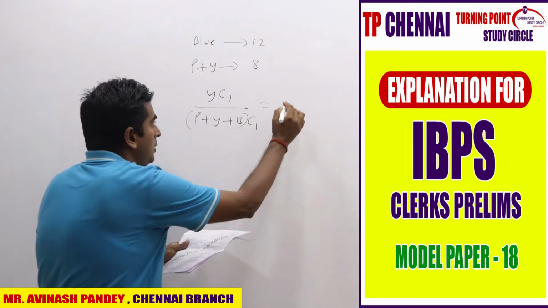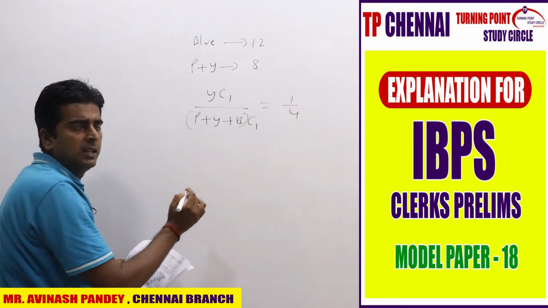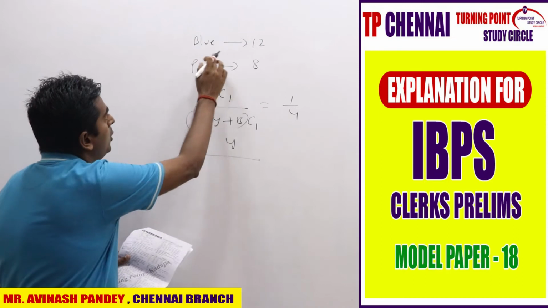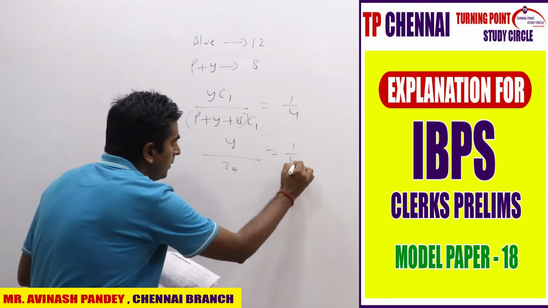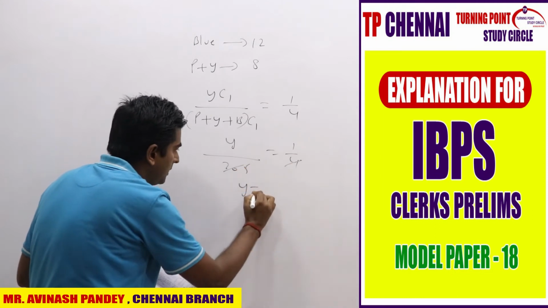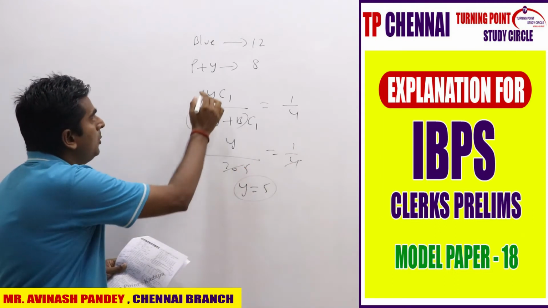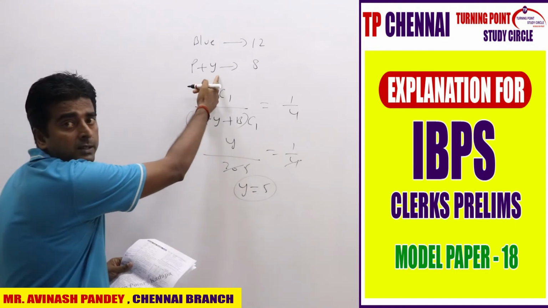Is nothing but how much they gave you? 1 by 4. So YC1 is nothing but Y, and blue ball is 12, and total is how much actually? It is nothing but 20 is equal to 1 by 4. So yellow ball is nothing but how much? 5. Yellow ball is 5. So total pink plus yellow is 8.